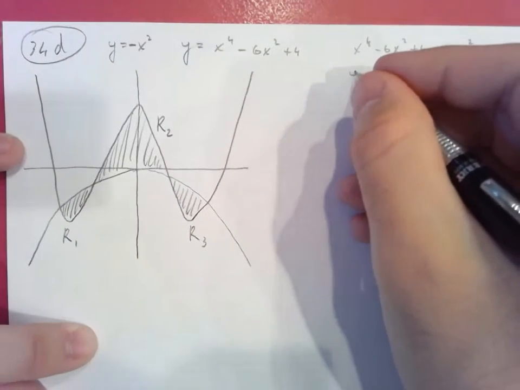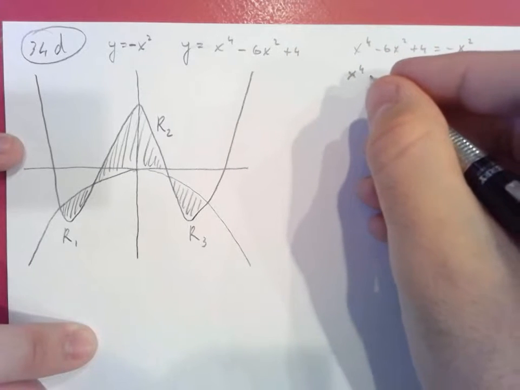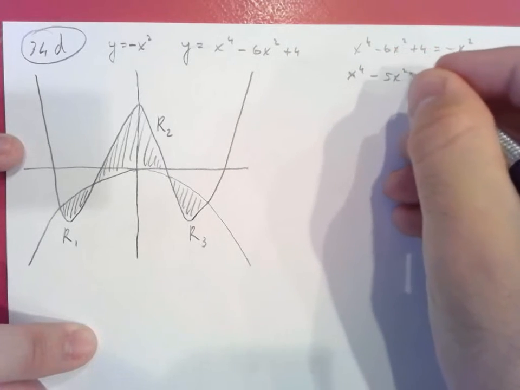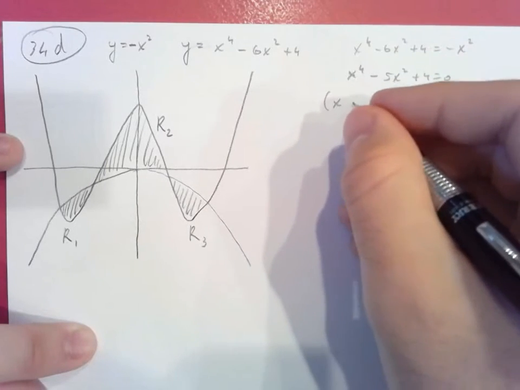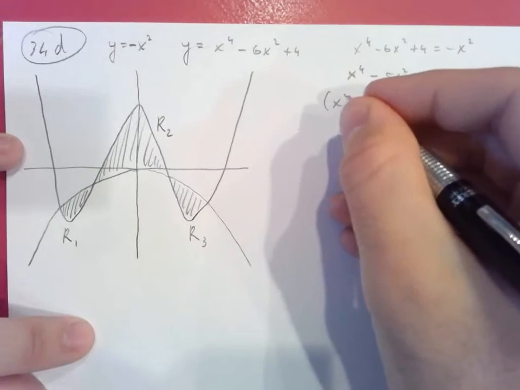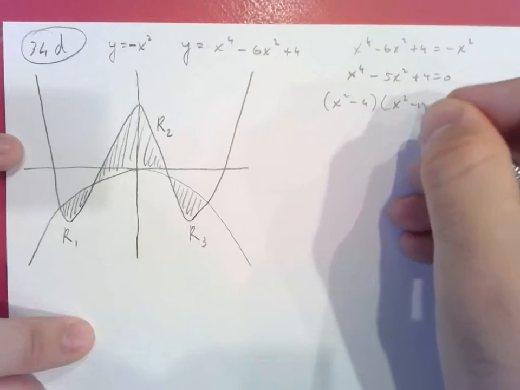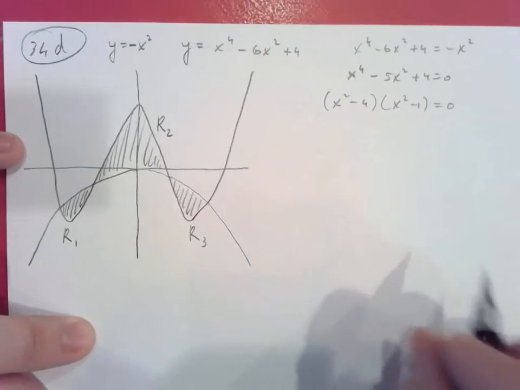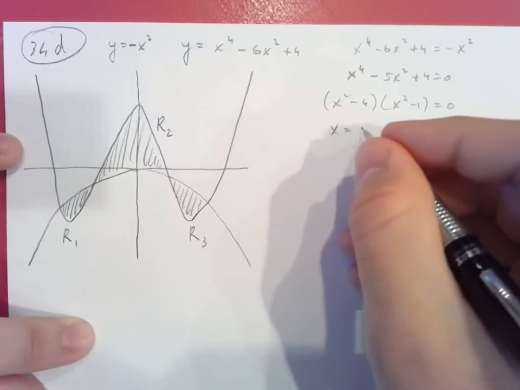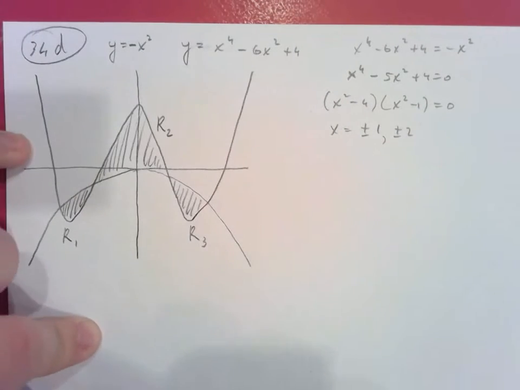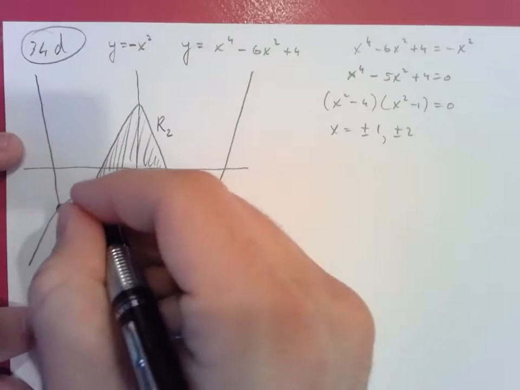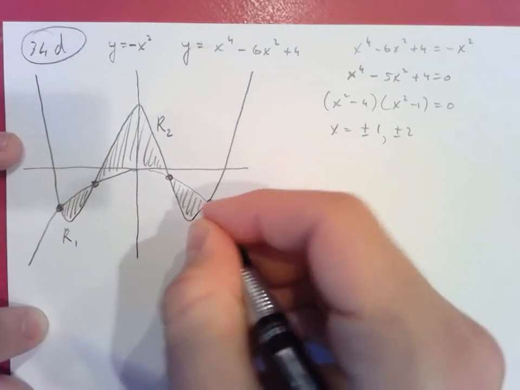So I get x to the fourth minus 5x squared plus 4 equals 0, which factors as (x squared minus 4)(x squared minus 1) equals 0. So that means x is equal to plus and minus 1 and plus and minus 2. These are my intersection points, or at least their x coordinates.